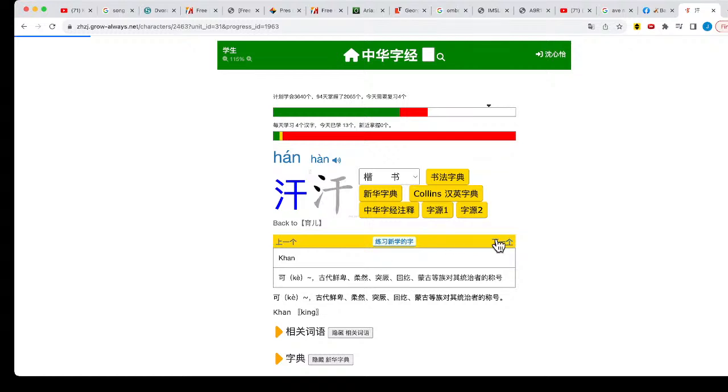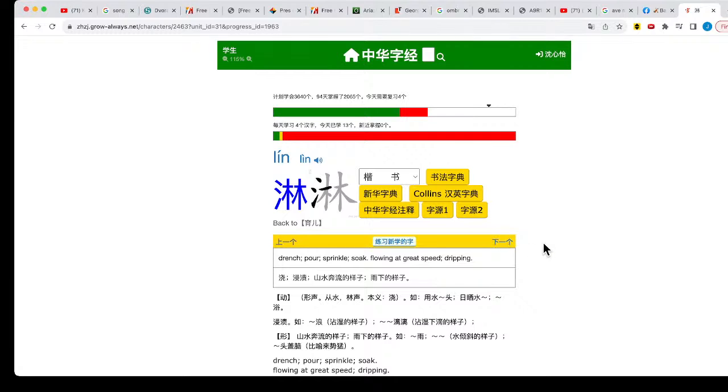So next one, 淋. 淋 means drench, pour, sprinkle, soak. Basically you are spreading water over, and dripping, like dripping water. You drip all over the stuff. It's called 淋. 淋雨, 淋水. That's basically what it is.